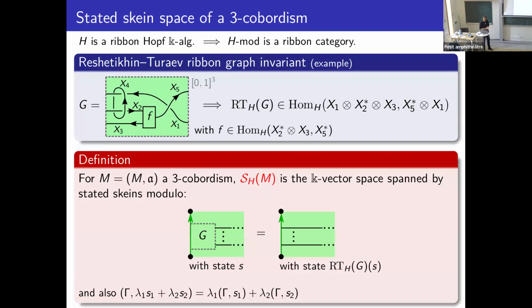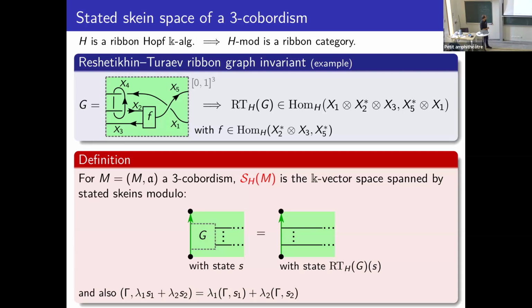Okay, and then we can use this to make the definition of a stated skein space. So recall that our three cobordisms carry an arc in their side boundary, okay? And then we consider the vector space over the ground field K, which is fixed from the beginning, which is formally spanned by stated skeins, okay? So you look at formal linear combinations of pairs, gamma and S, stated skeins, okay?